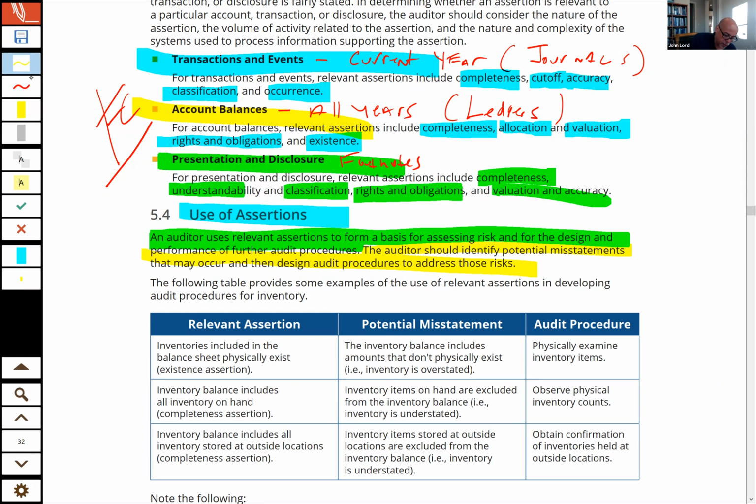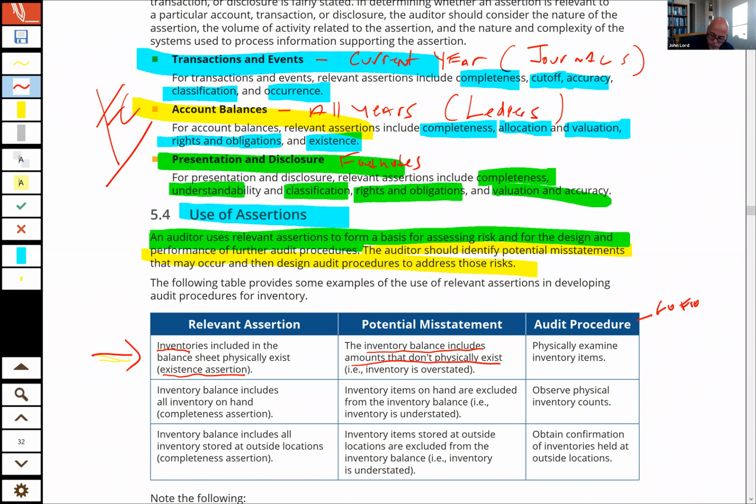So you come over here, and this is somewhat truncated, but let's just look at this thing for a minute. We're talking about inventory. The assertion is existence. Now the potential misstatement is that an inventory balance includes amounts for inventory that do not physically exist. So what would be the audit procedure? And I don't like this because I feel like they kind of copped out a little bit. I'm going to put, well, the audit procedure would be to do what?